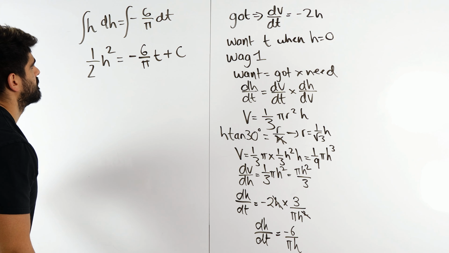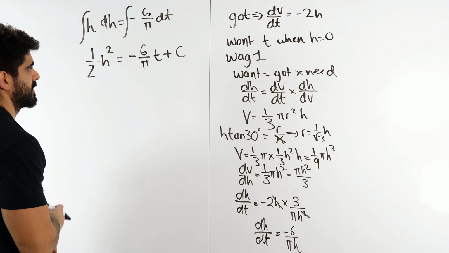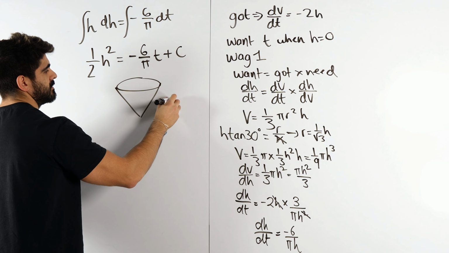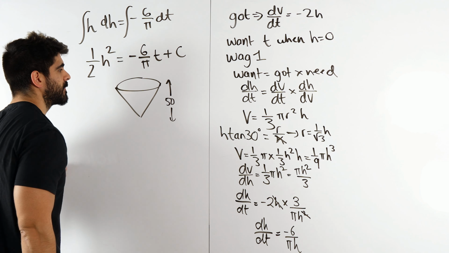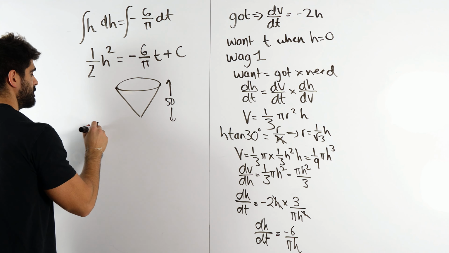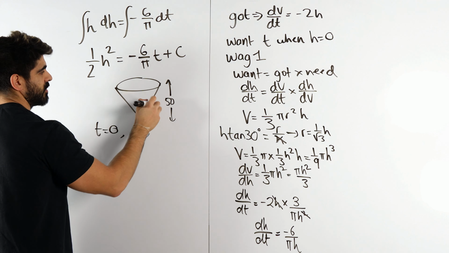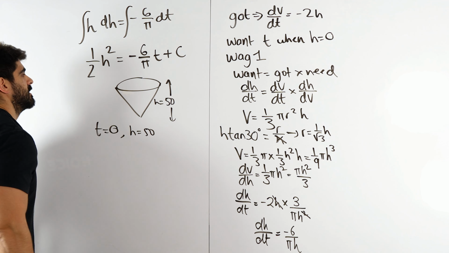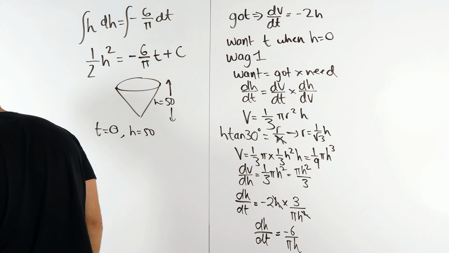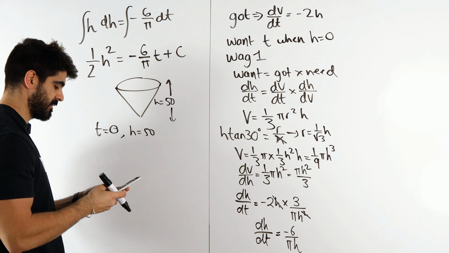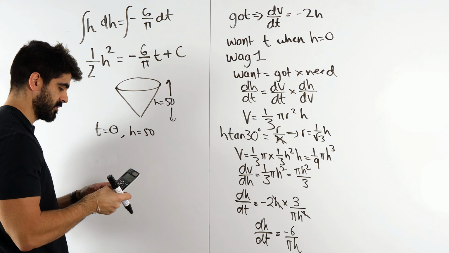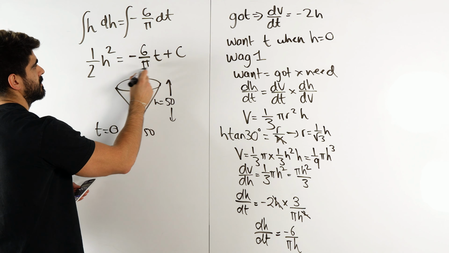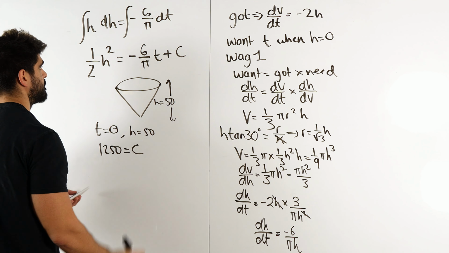All right, now let's work out what plus c is. I have rubbed it out, but it did say that initially this thing was full. Initially meaning when t is 0, h is 50. So we sub in here. H squared is 50 squared, which is 2500. Then divide that by 2: 1250 is this. Oh no, but t is 0, so it's just c.